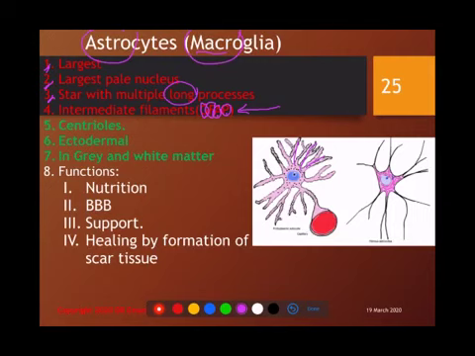We have 3 points which should be commented on in all the neuroglial proper cells: the centrioles, the origin, and the site. What about the centrioles? Present, so they are responsible for tumors. What about the origin? Of course, ectodermal in origin. What about their site? They are present in the gray matter and the white matter.